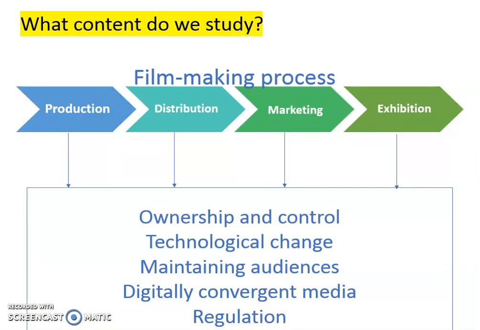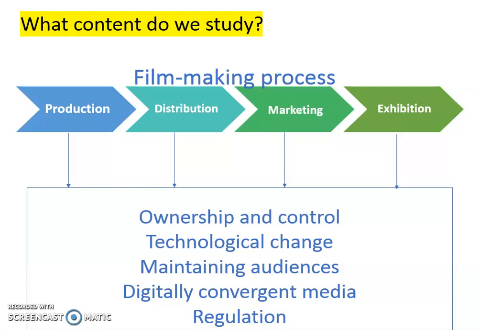Okay, so again, just to give you this overview of what these lessons are about and what the case study contains. The content then is that we look at the filmmaking process, the film chain, and then we look at those different stages alongside issues of ownership and control, technological change, how producers might try to maintain audiences and how the concept of the audience may have evolved over time.